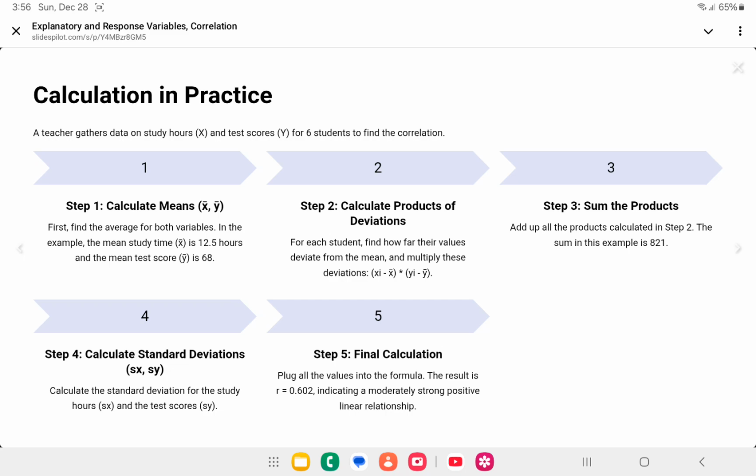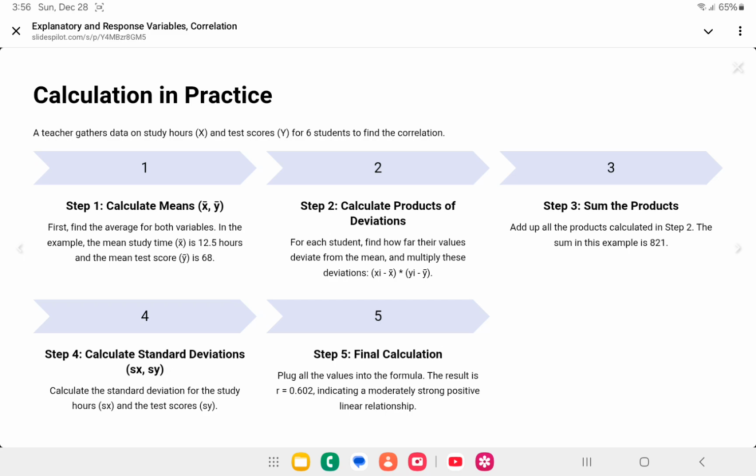Then, we will subtract each x value from x bar, so we will have 13 minus 12.5, which is equal to 0.5. For the second row, we will have 15 minus 12.5, which is equal to 2.5. We will do this for each x value. For the y values, we would have 53 minus 68, which is equal to negative 15. We are basically doing the same process for each y value.